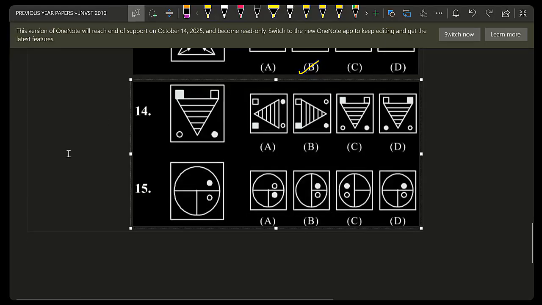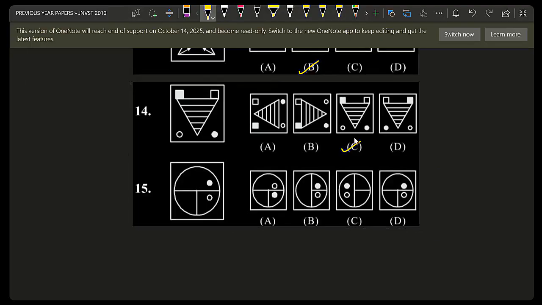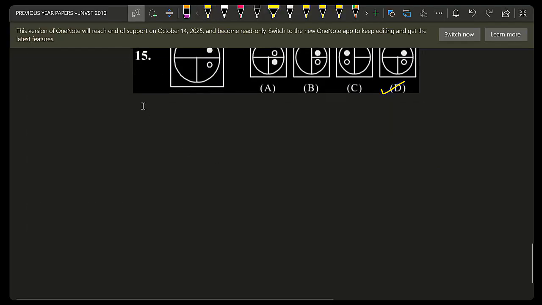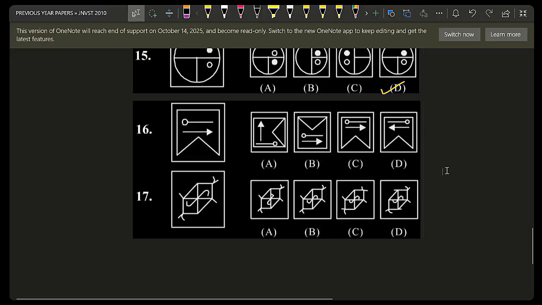Fourteenth one, option C, exactly similar, option C. And 15th one, exactly similar, option D. Next questions. So you want exactly similar. It's there in option C.